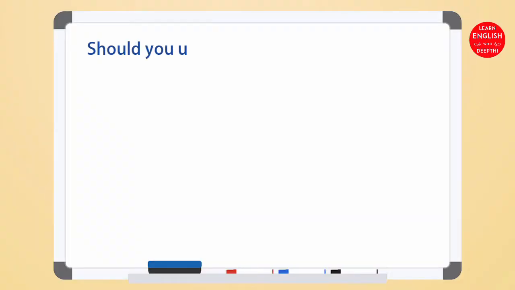In today's lesson, we are going to take a look at whether to use a or an with acronyms and abbreviations. Let's take a look at a few of them and we'll figure out whether to use a or an with them.